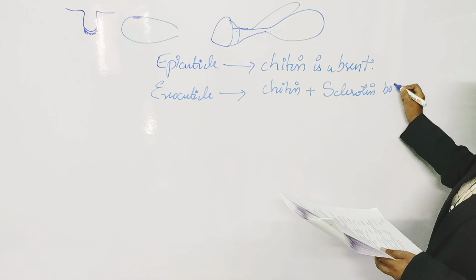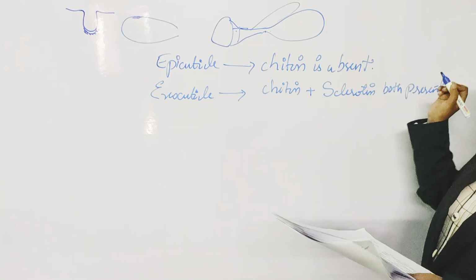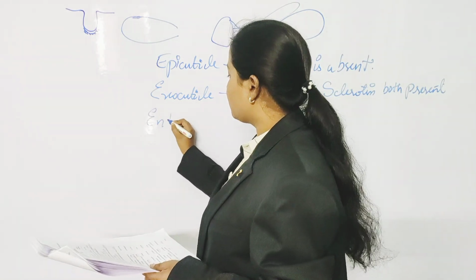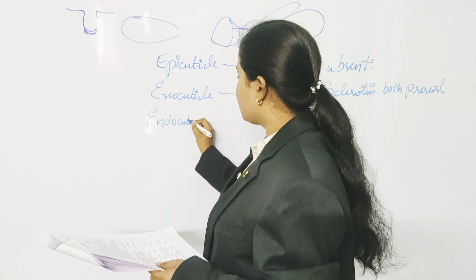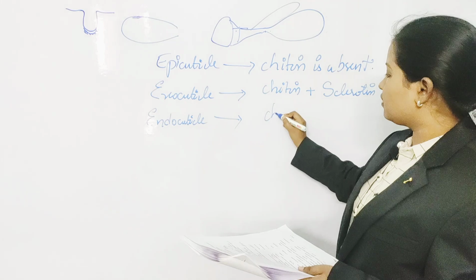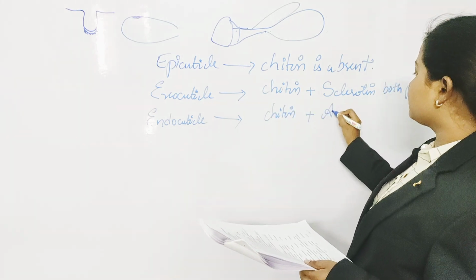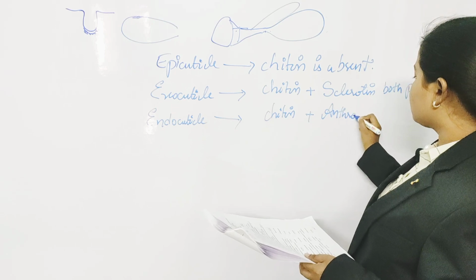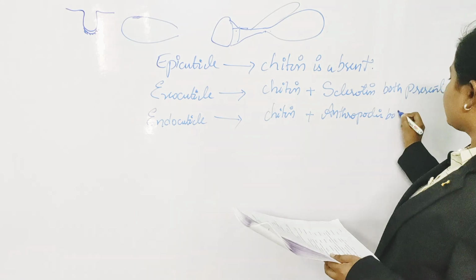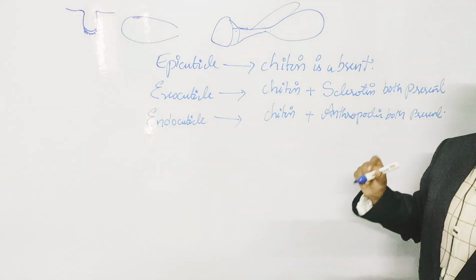In exocuticle, chitin is present. And last, in case of endocuticle, chitin plus arthropodin. Both are present. So, we need to remember this.